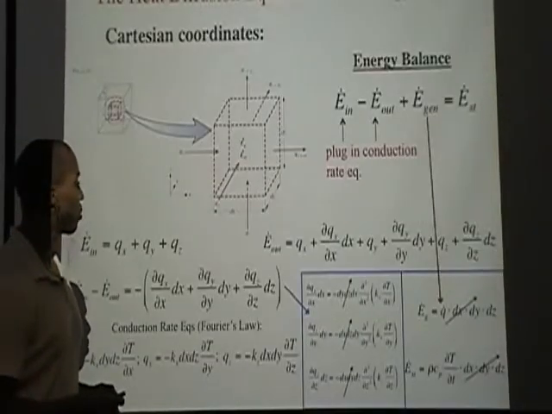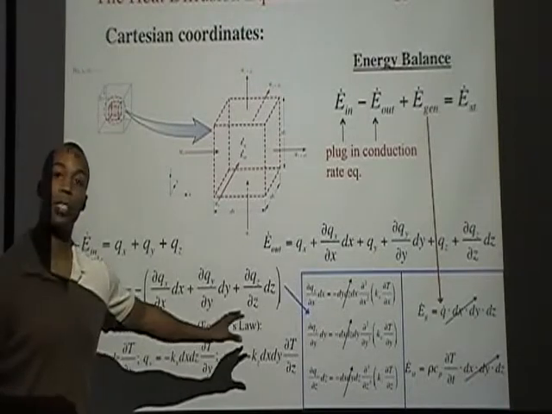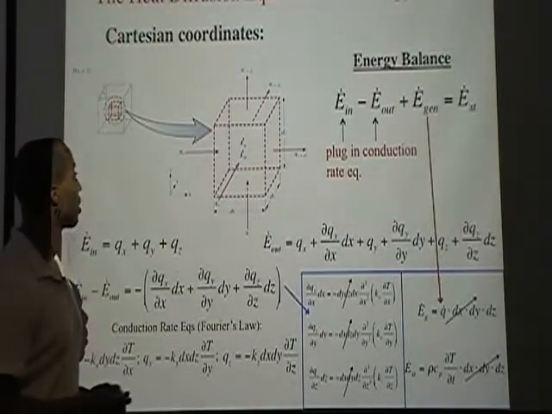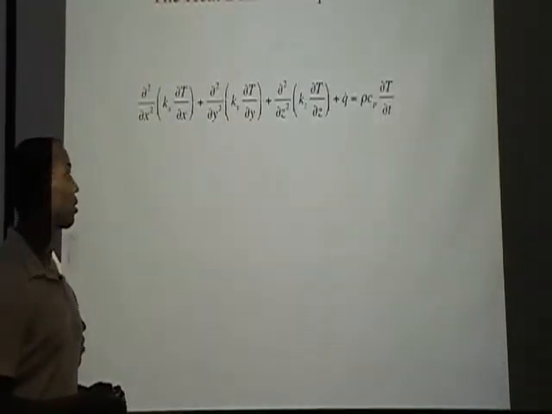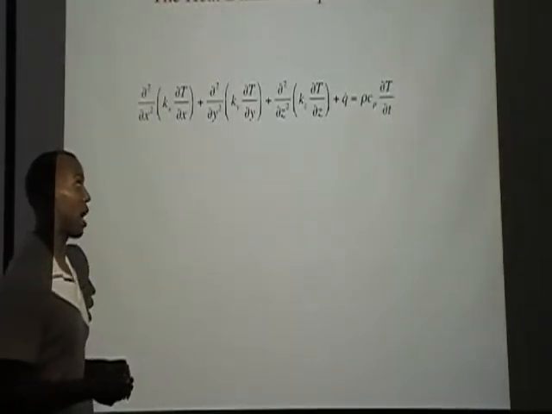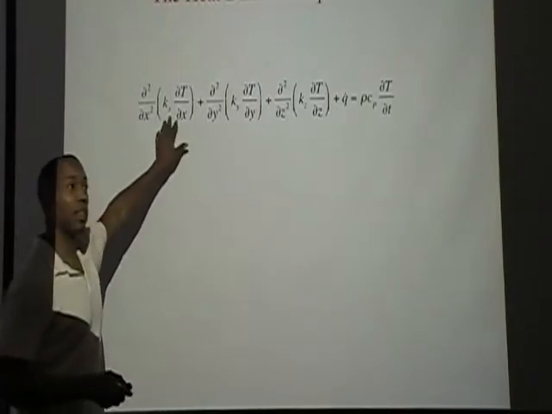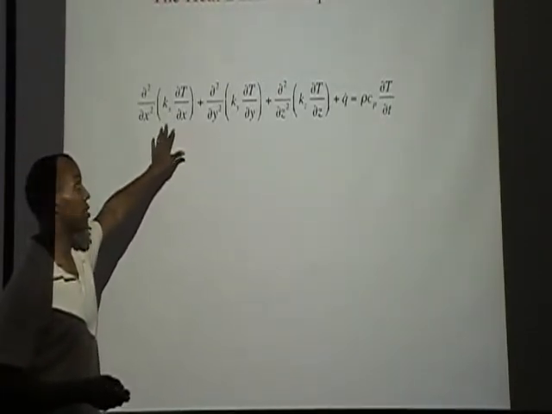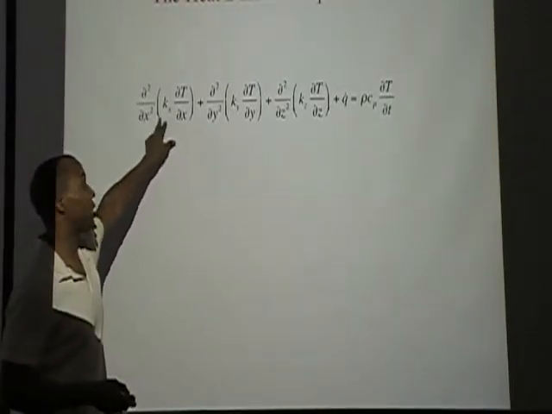Right, so that's what we have. So now we're going to put all this together. If we put it all together, our control volume is now canceled out. We're not assuming isotropy. Our thermal conductivity is still inside of this derivative.